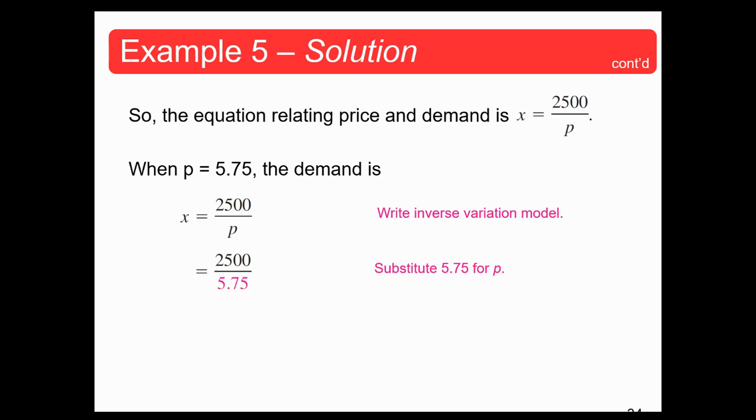So now we need to find out what the demand is when the price is $5.75. So we're going to replace the P with that. And notice that the demand is 435 units. If you think about economics for a second, you know that as the price goes up on something, usually the demand goes down. So that's this situation here.